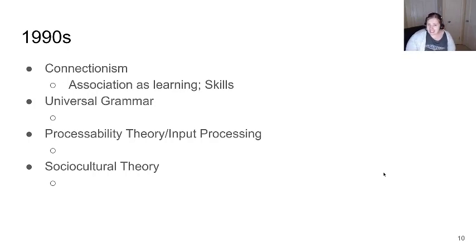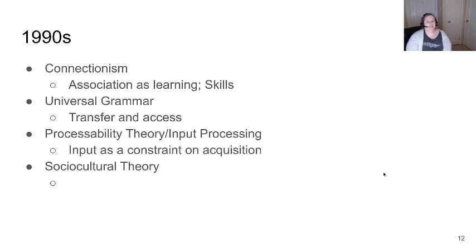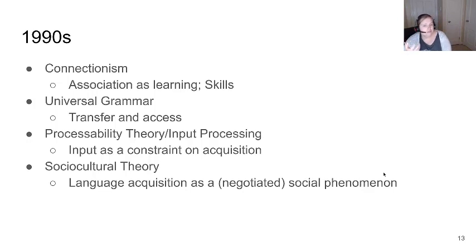Sort of, not exactly. Universal grammar was really interested in things like transfer from L1, access to UG, what's causing this learning. The focus is also different, but you see that pattern sort of repeats. Processability theory and input processing, including stuff from Pienemann himself, showed up more in the 90s. So we're seeing a pattern, a continuation of the ideas from the 80s. And then finally, sociocultural theory was sort of born in the 90s. We'll talk about it, I think, in the last week of class.